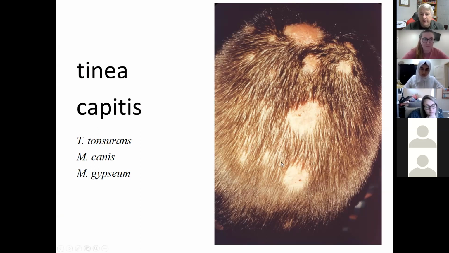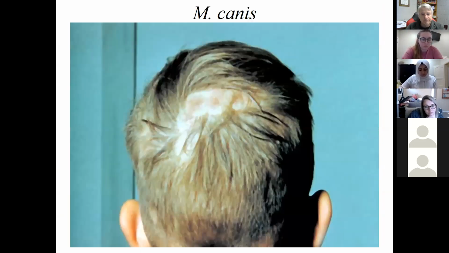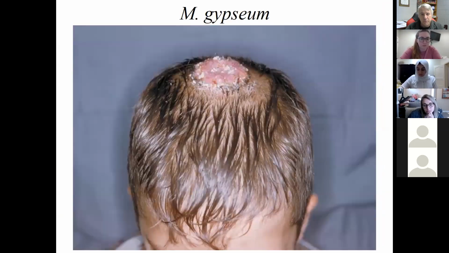I think I remember in elementary school, there might have been one or two children at school that had these patches that looked like somebody had shaved their area of their head. Definitely could have been a fungal infection, kind of like that. Not like that, but that's awful. Gypseum.